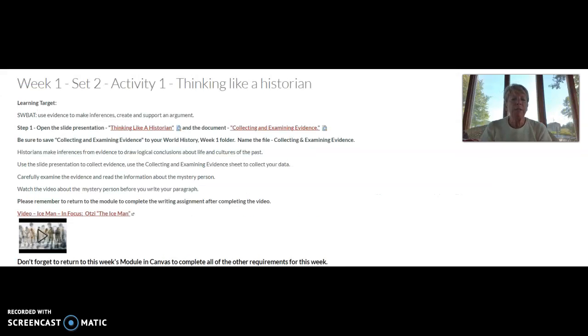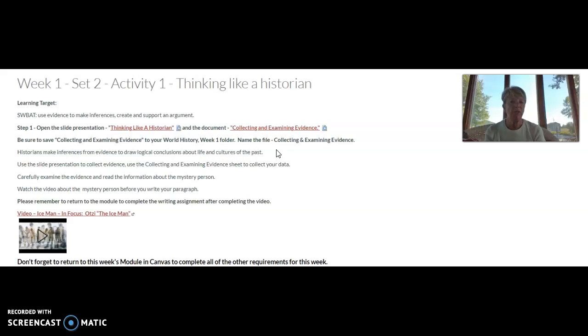So in Set 2, Activity 1, this is where you'll find the slide presentation, Thinking Like a Historian, and your document, Collecting and Examining Evidence. So again, be sure to save your Collecting and Examining Evidence into your World History Week 1 folder, naming the file Collecting and Examining Evidence.